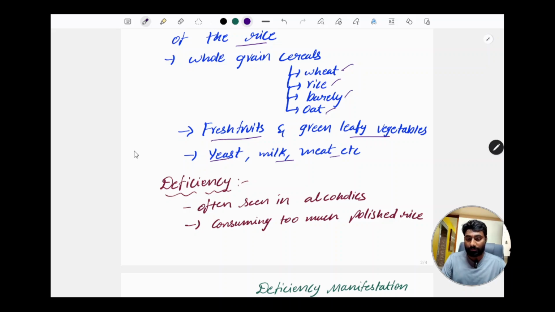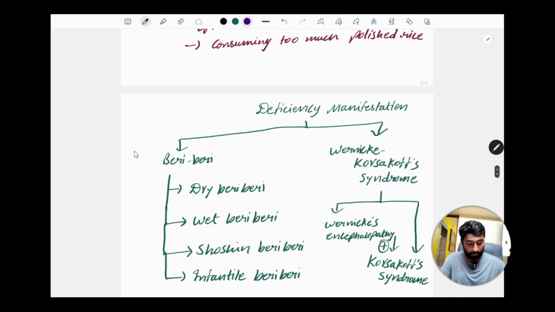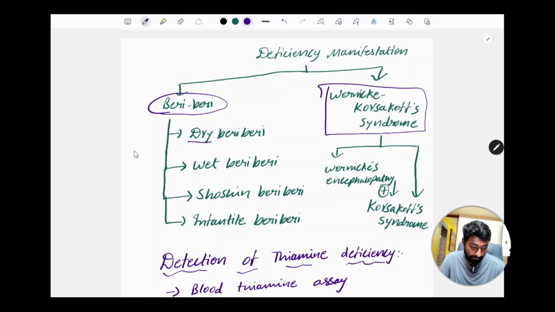If you see the deficiencies, it is often present in people who are alcoholics, because alcohol will hamper thiamine absorption, and people who are consuming too much polished rice. So the deficiency manifestations include beriberi and Wernicke-Korsakoff syndrome. Beriberi is of dry beriberi, wet, Shoshin beriberi, and infantile beriberi.